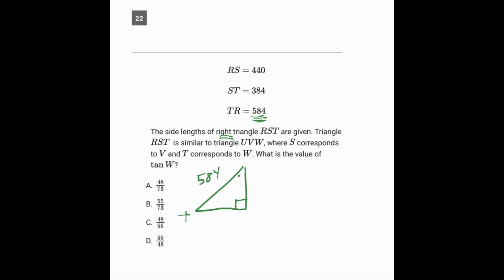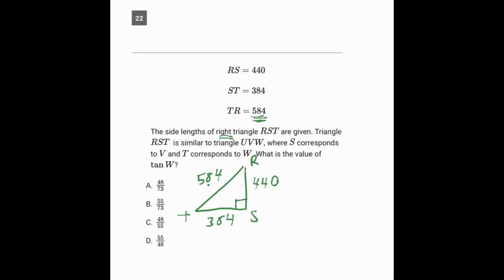So let's call that TR like that, which means that this has to be the S. So RS is 440 and ST is 384. So that's our right triangle.